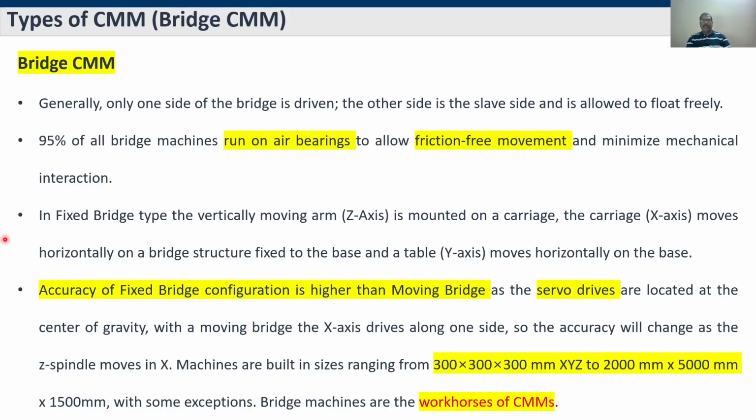Okay, and the range. The size range for the bridge type is 300 by 300 by 300 millimeter in XYZ, with ranges starting from 300 up to 2000 by 5000 by 1500 millimeter. X-axis 300 to 2000, Y-axis 300 to 5000, and Z-axis depth 300 to 1500 millimeter. So we can call the bridge type CMM the workhorse of CMMs. So this is the bridge type CMM.